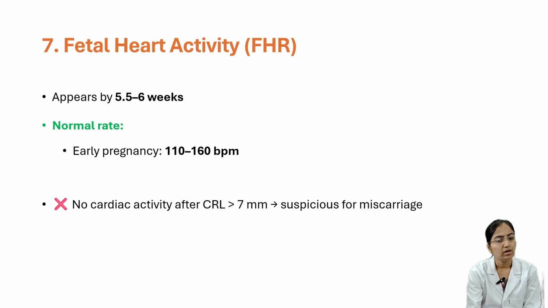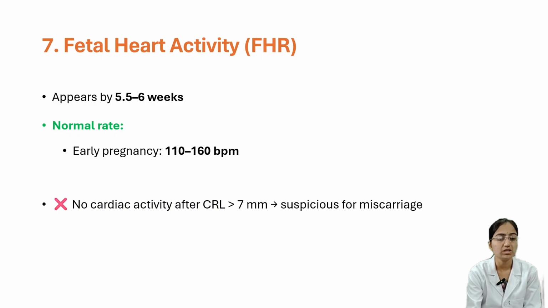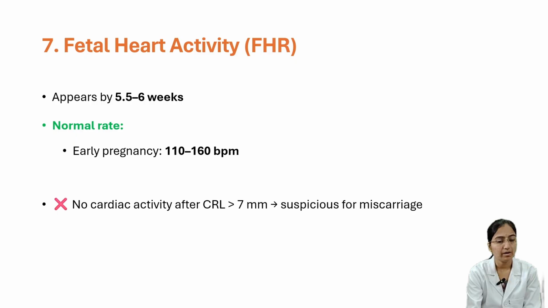Next, an important thing is fetal heart activity, which appears by 5.5 to 6 weeks. And then the normal rate is 110 to 160 beats per minute. And if there is no cardiac activity when the crown rump length is greater than 7 mm, it is suspicious of miscarriage. This is an indicator. We always need to look carefully.